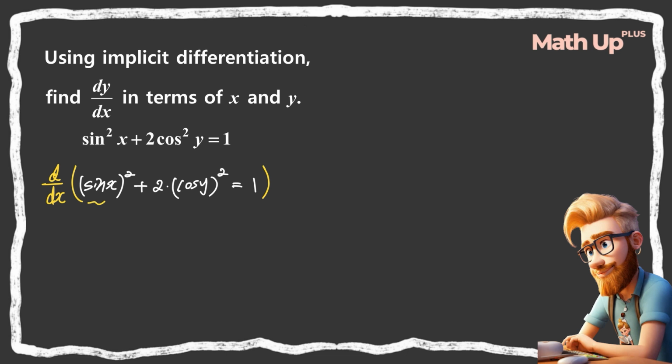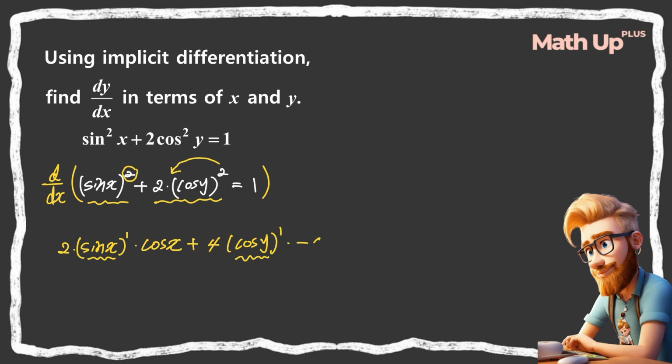Then for the derivative of this expression, this function, we have to apply the power rule first. So 2 times sine x times, by the chain rule, the derivative of sine, which is cosine, plus for this function, we have to apply the power rule first. So 2 times 2, 4 cosine y times the derivative of cosine y, chain rule, right? So the derivative of cosine is negative sine y, times, we're not done yet, right? Because we have to multiply by the derivative of y itself, another chain rule. So that's dy over dx.